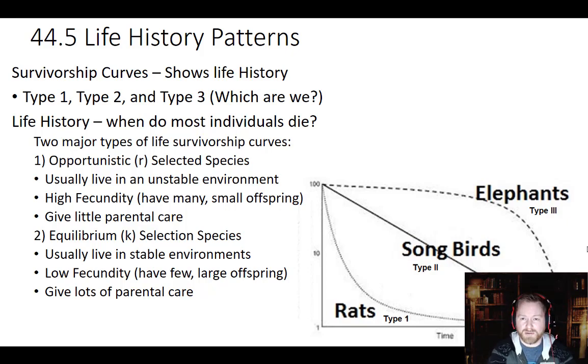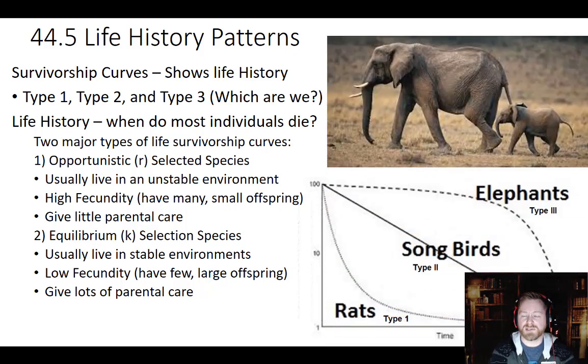That contrasts with the other extreme, which is type 3 survivorship curves, which in that case we call equilibrium select species or K-select species. Those live in more or less stable environments. The weather may change, but not as often. It's not as drastic. They usually have a low fecundity, which means they have very few births, but the offspring that they do have are usually larger and smaller in number. And then they give a lot of parental care to those offspring.